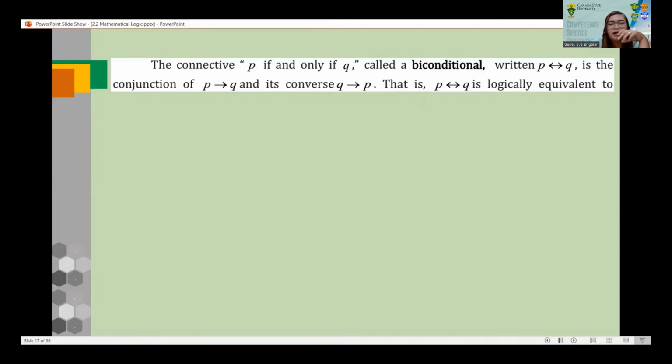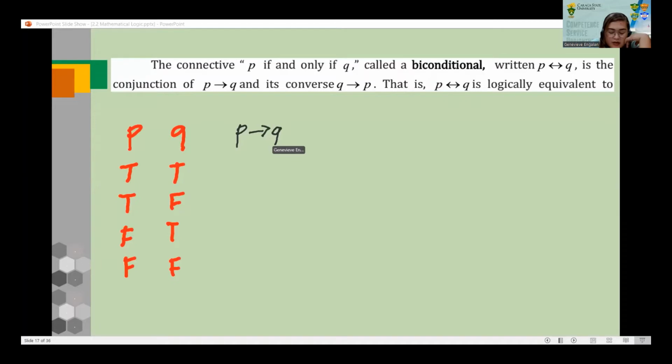So class, P double implication Q. Pila ka row ang atong kinahanglan? We have four rows. True, true. False, false. True, false. False, true. Okay, so kuhaon nato ang conditional P implies Q.